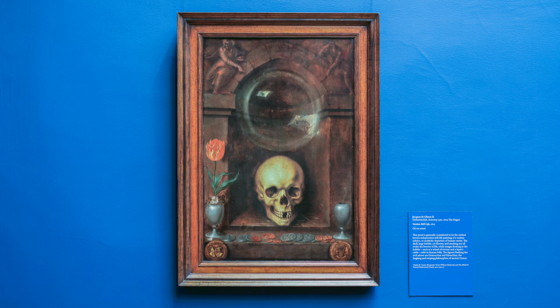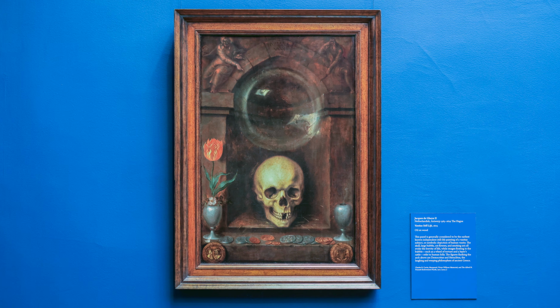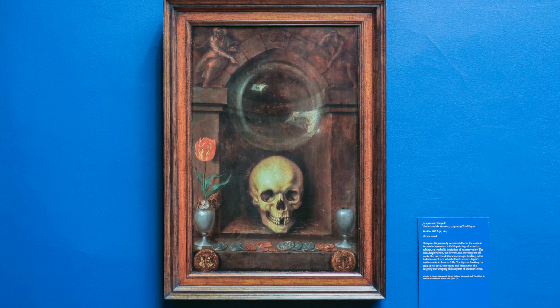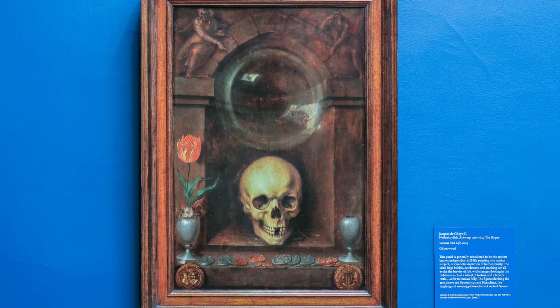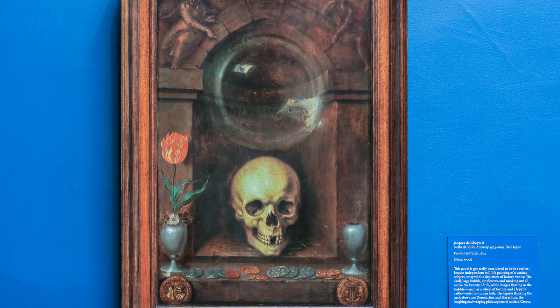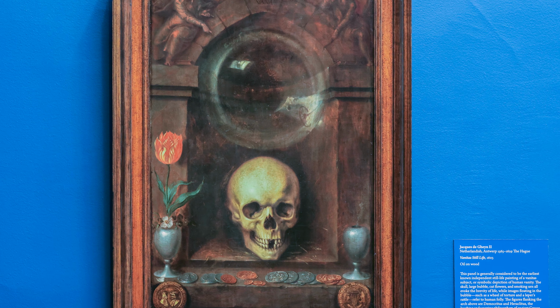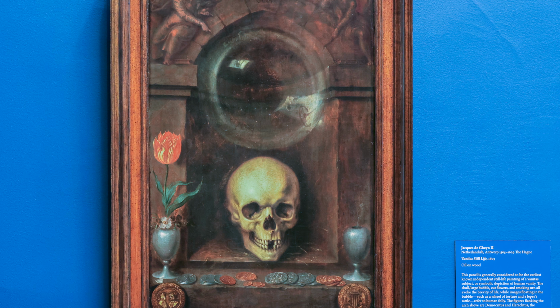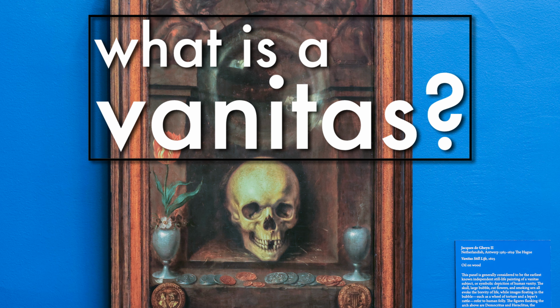What do a skull, a bubble, and a flower have in common? They are all symbols of life's fragility. In the early 1600s, artists grouped them in a kind of painting called a vanitas. So what exactly is a vanitas?